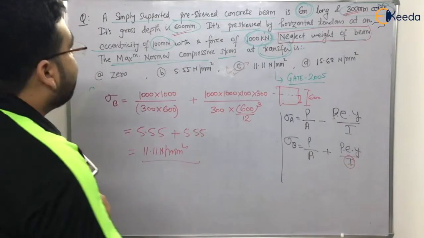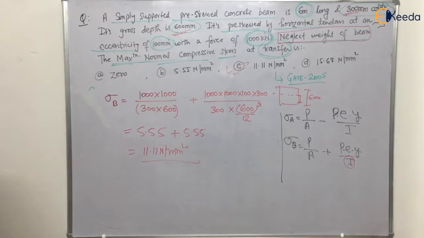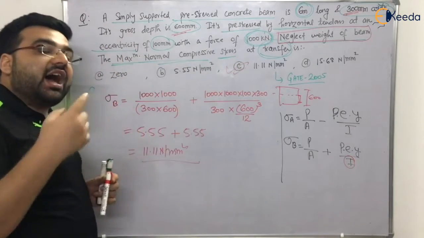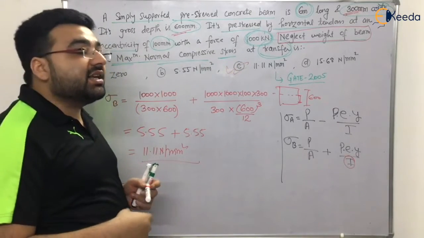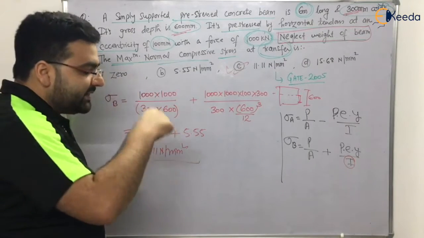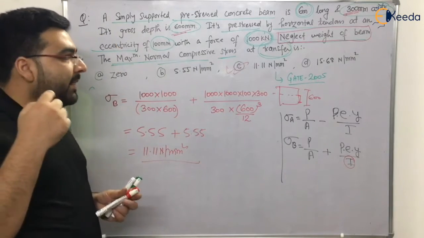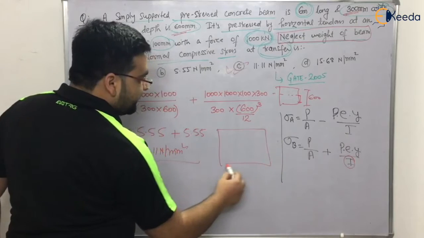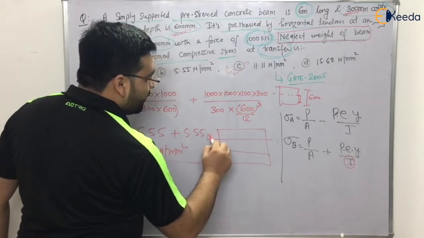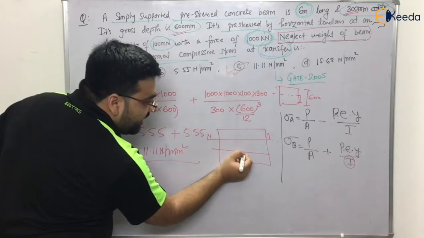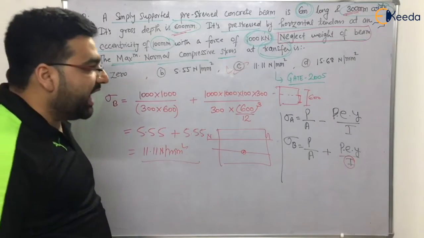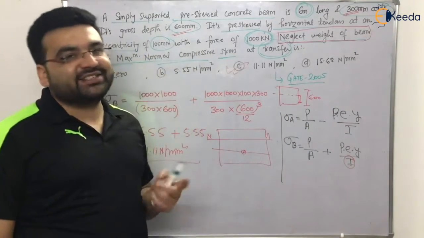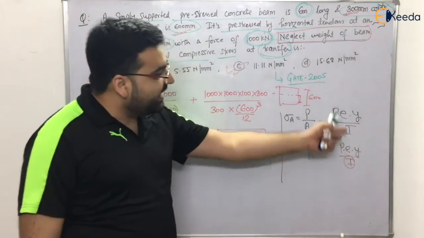Now I was telling you there can be some modification. Instead of asking for the maximum normal compressive stress, it can ask what will be the compressive stress at the point where the tendons are passing, or at the section of the tendon. For example, this is the beam, these were the tendons, and this is the neutral axis. It can ask you to determine the compressive stress at this point. At that point, your Y will become E.